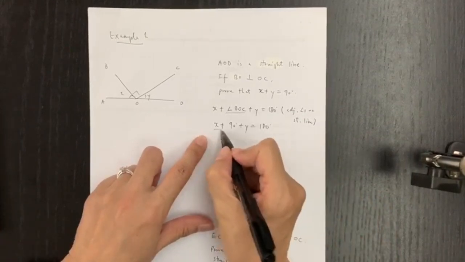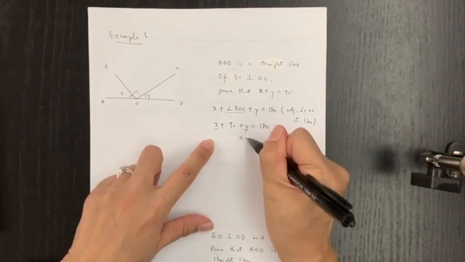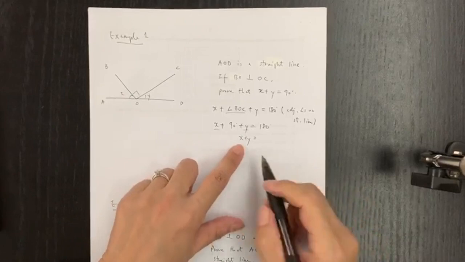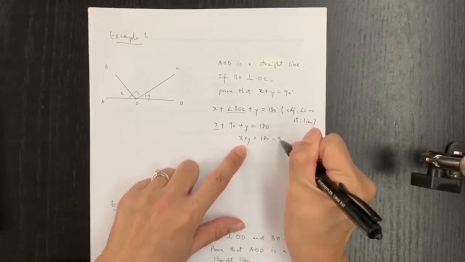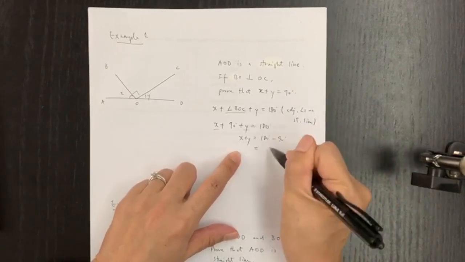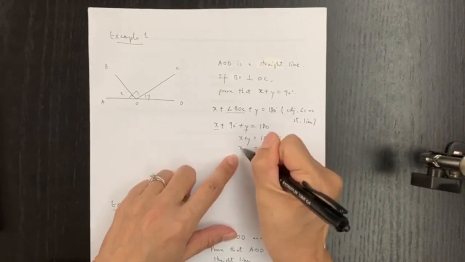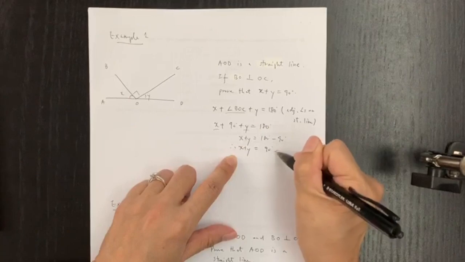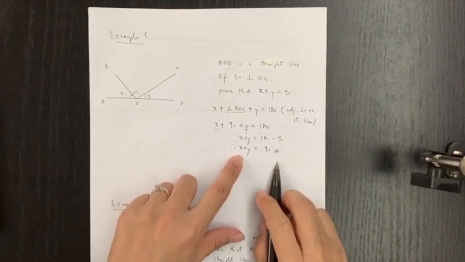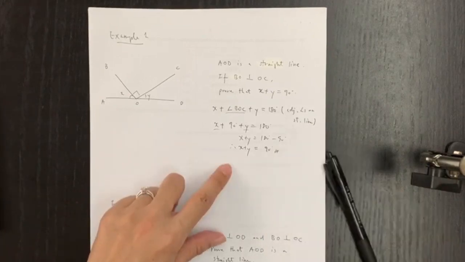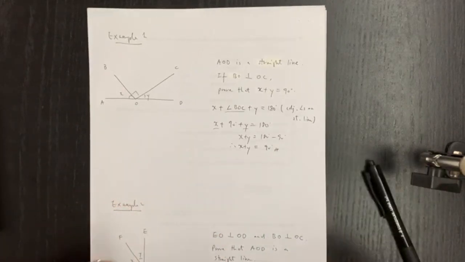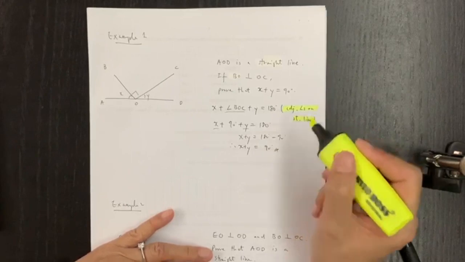Now x and y is the subject, so I always put the subject on the left hand side. Now I move this to the right hand side, so that will be 180 minus 90, which is equal to 90. So x plus y is equal to 90. Okay, so this is it, and this is how we prove the condition here by using adjacent angles on a straight line.